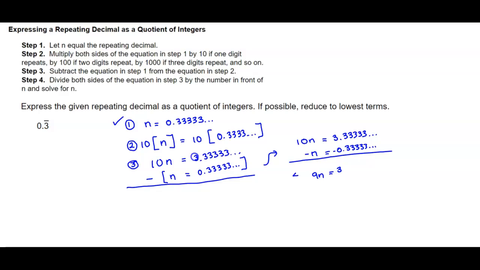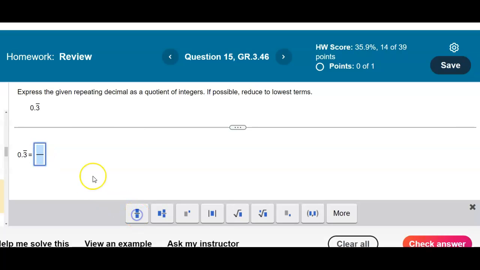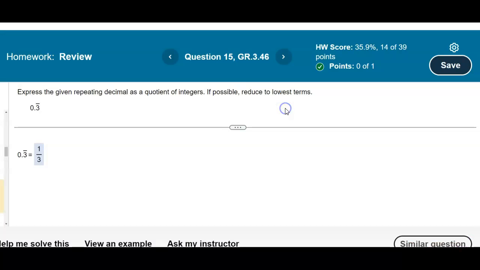Now in step 4, as stated above, it says to divide both sides of the equation in step 3 by the number in front of n. So we're going to divide both sides by 9, and therefore n is going to equal 3 over 9, which can then be reduced to 1/3. Therefore, 0.3 with a line over it is the same thing as the fraction 1/3. And there is our result.